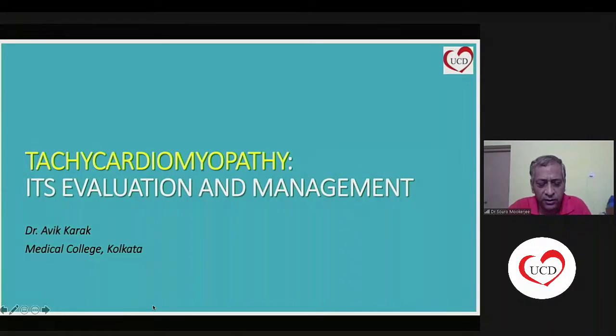The first speaker, Avik Karak, is going to talk about tachycardiomyopathy. Just to give a very brief introduction to the subject: the concept that tachycardia produces LV dysfunction was there way back in 1949, when you had a paper, when even the term atrial fibrillation was not used. They used to call it auricular fibrillation. So, auricular fibrillation, is it a cause of reversible left ventricular failure? That was the topic way back in 1949. After that, this particular terminology came up.